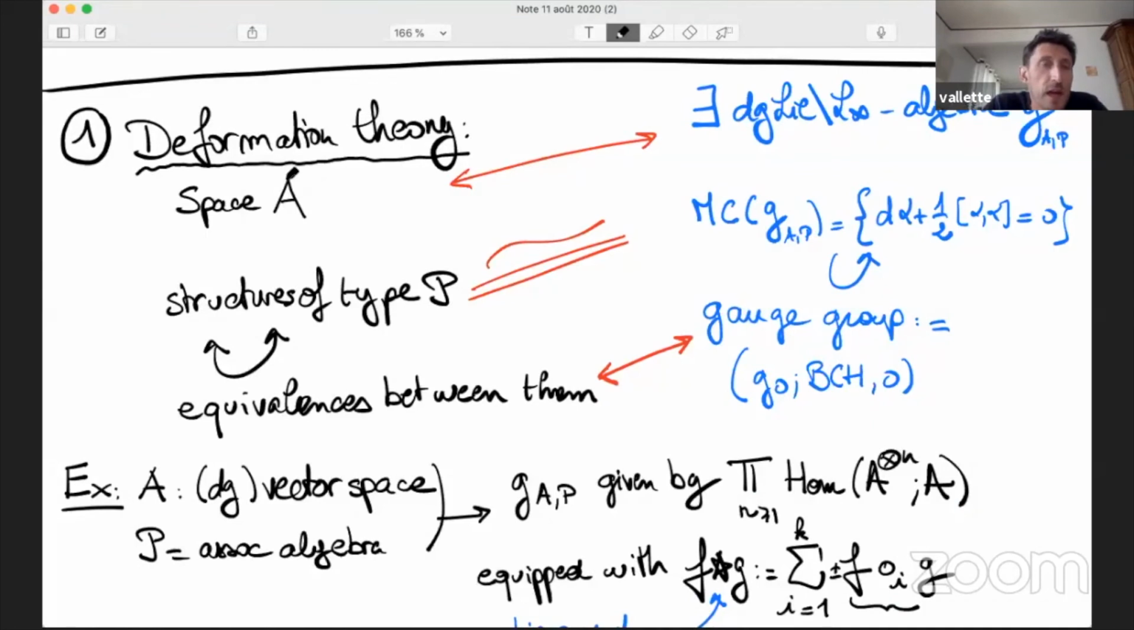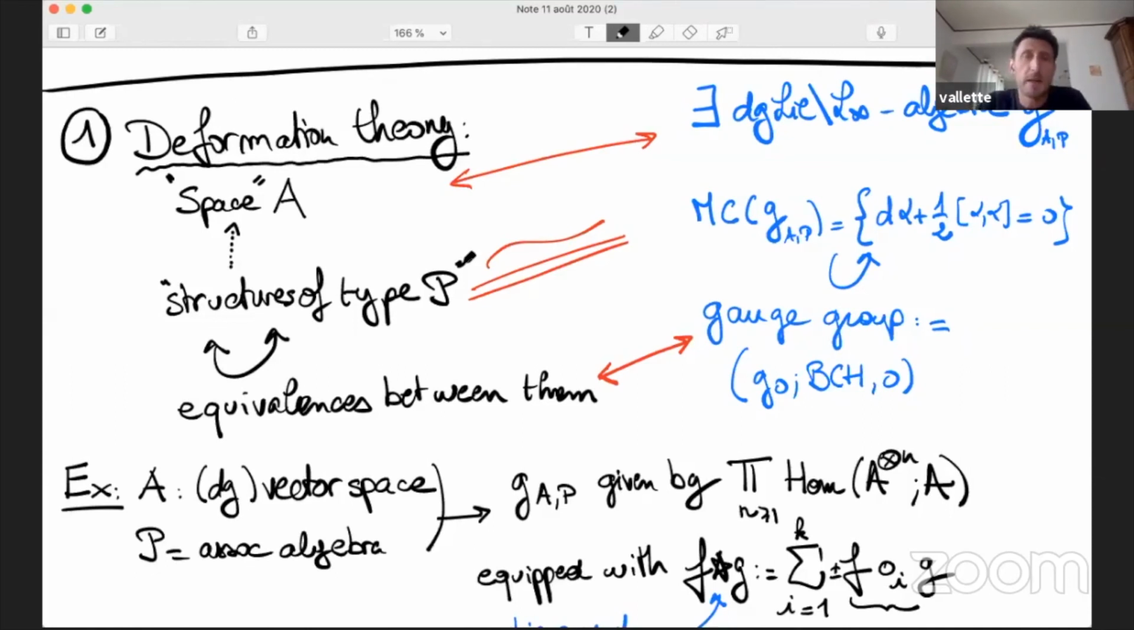So, okay, you have a space A, say, and of course, I'm being very vague on what is a space. That could be a topological space, a manifold, or whatsoever. And on this space, you want to check some kind of structures of type P. Of course, P means something for me, but okay. And you want to check, how many structures of type P can A accept?